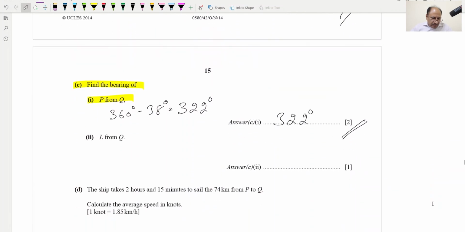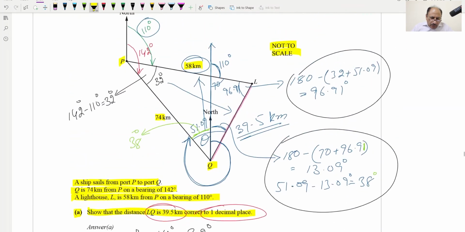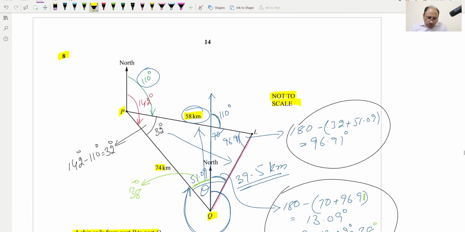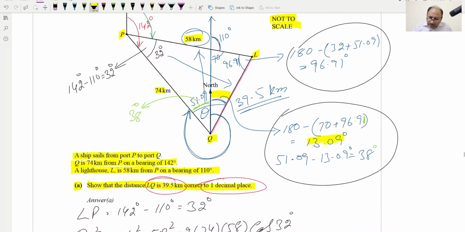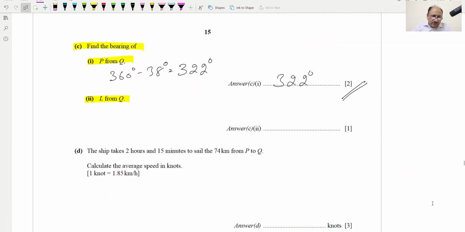Now the next part, which is the second part, says L from Q. Now L from Q, L is this one. L from Q will be only this much bearing. So this bearing is how much? We have basically calculated this already, which is 13.09. This calculation we have already provided. So we can write this as 13.09 as our answer.